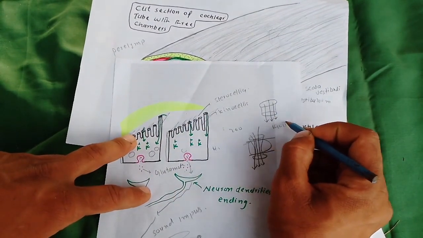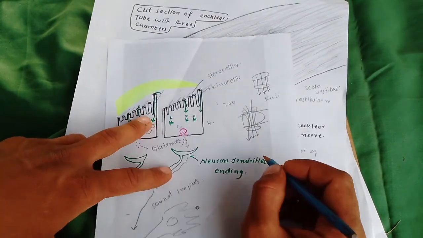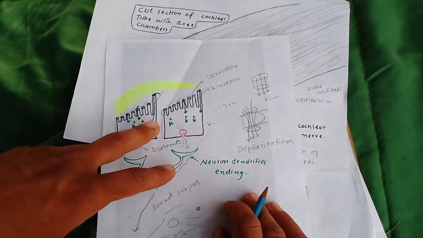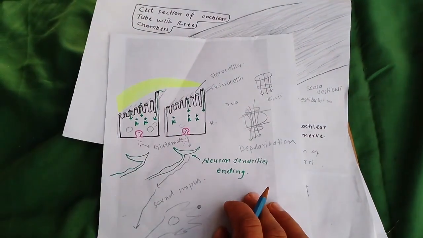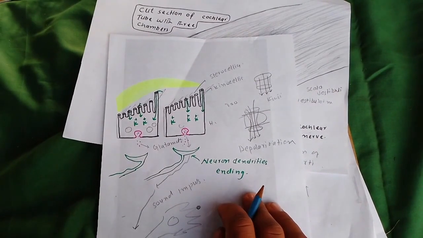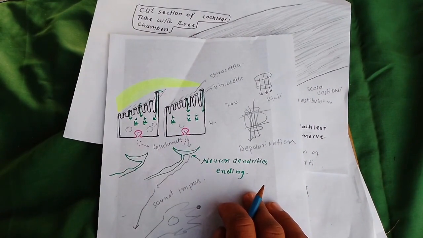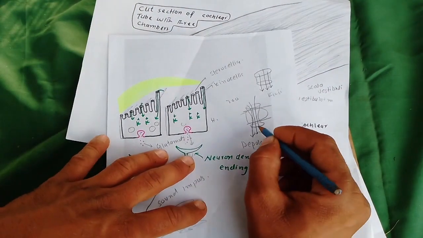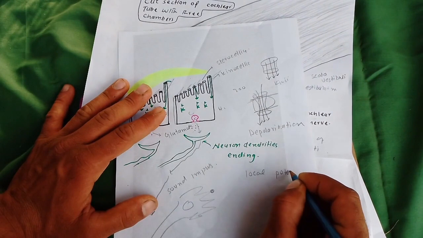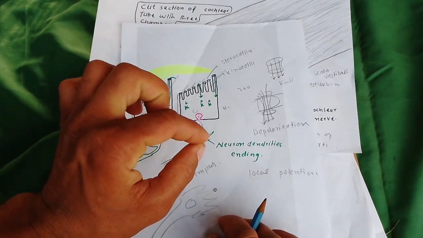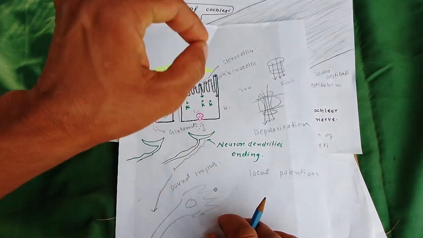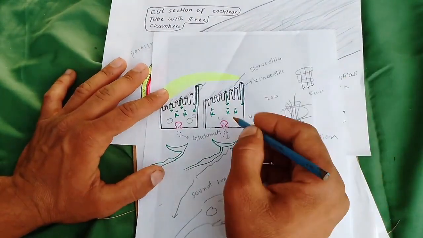The potassium goes inward. This is the cell. The cell undergoes depolarization. So it produces a local potential. What is meant by local potential? Local potential is a non-propagated potential, confined to this cell. But the action potential is a propagated potential. So a local potential is produced.